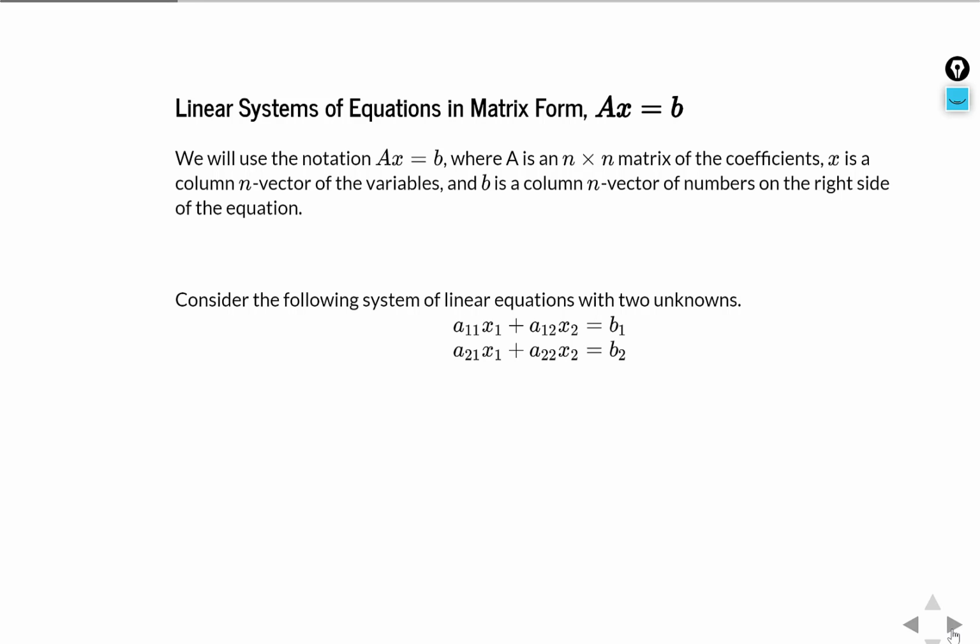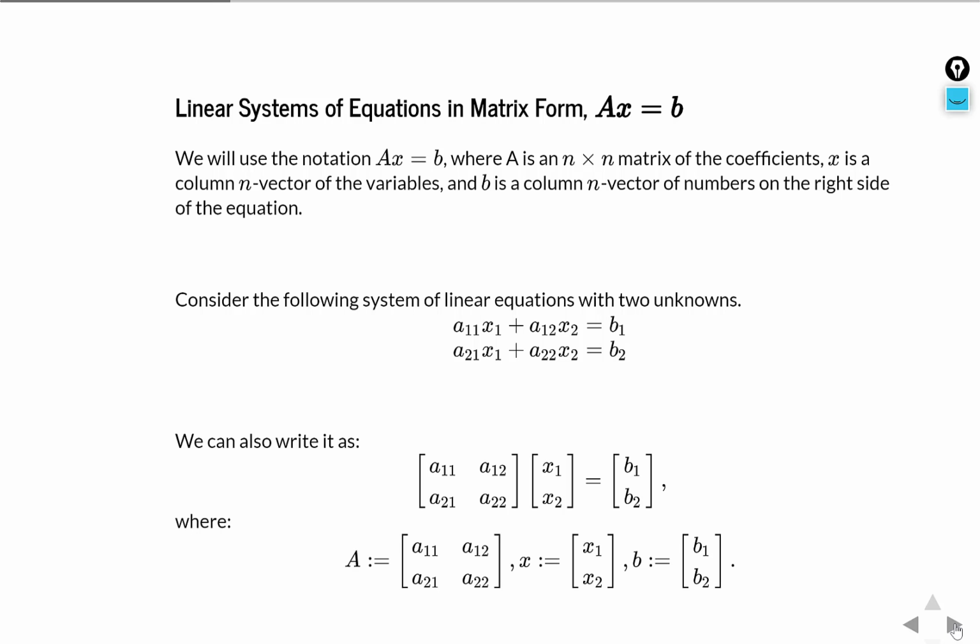Consider the following system of linear equations in two unknowns x1 and x2. We can write the system in a matrix form by defining matrix A to be a 2 by 2 matrix of coefficients. This notation, colon equality sign, means that we define A to be this 2 by 2 matrix. We define X to be a column 2 vector of our unknowns, and B, we define it to be a column 2 vector of the right hand side.